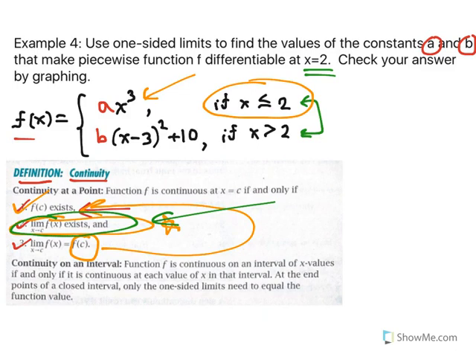We have to consider one-sided limits. We have to consider what happens as x is approaching 2 from values that are less than 2, and what happens as x is approaching 2 from values that are greater than 2. So we have to consider the left-sided limit of the function and the right-sided limit of the function as x is approaching 2, and then we've got to make sure that the two one-sided limits are equal to each other. That will guarantee that the limit of the function as x approaches 2 exists.